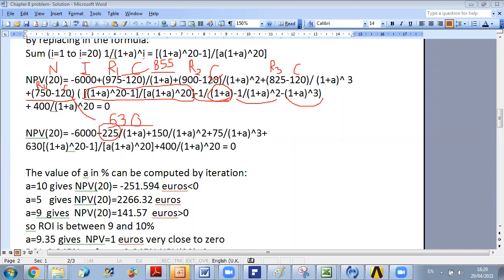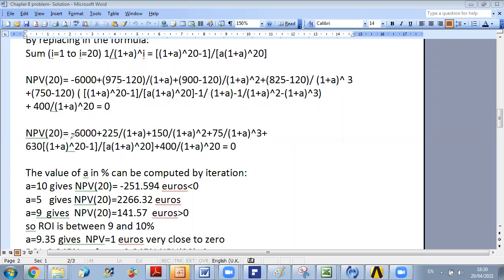You will do the same. You will take in common the factors of 1 plus a squared and 1 plus a cubed. So you will end up with the following result, that NPV at year 20 is minus 6,000 plus 225 over 1 plus a, plus 150 over 1 plus a squared, plus 75 over 1 plus a cubed, plus 630 times, this is the replacement of the summation from 1 to 20, 1 plus a to the power 20, which is n, minus 1 over a times 1 plus a to the power 20. And this is the salvage value.